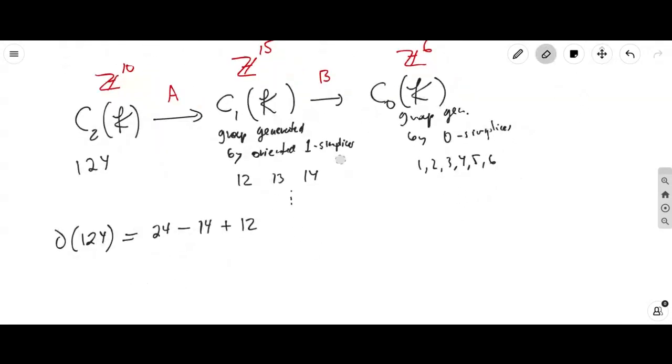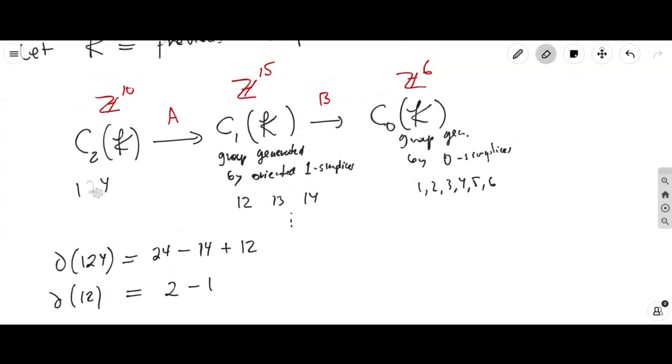Likewise, that's what the B is doing. If you were to take any one of these simplices, let's say 1, 2, then the boundary of that would be 2 minus 1. So again, this is not 1, that's just a label. That's just a formal sum of 2 labels. So that would just be 2 over here and 1 over there. So you have to find what these matrices are when you're using these bases to represent them.